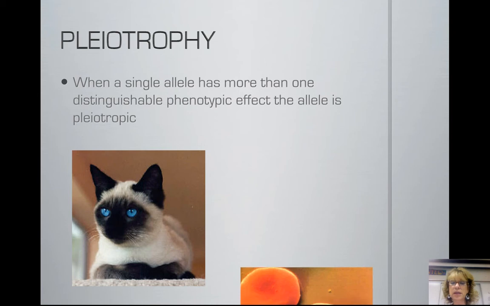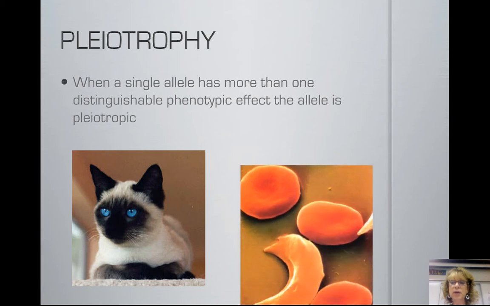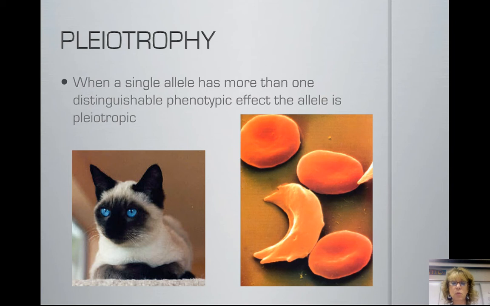Another example is sickle cell disease. Sickle cell is caused by one defective allele, one recessive allele, and it causes misshaped red blood cells. Those misshaped red blood cells can block the circulatory system. They don't carry oxygen nearly as well, and sickle cell causes many symptoms. Weakness, anemia, can cause brain damage, heart damage, etc. So in other words, that one defective allele actually causes multiple different symptoms or multiple different phenotypes.